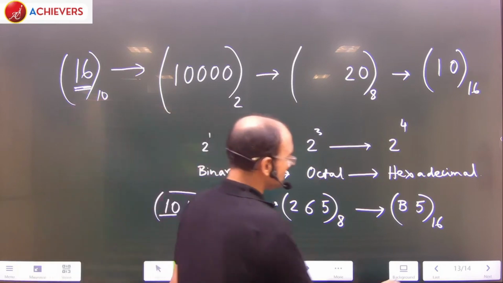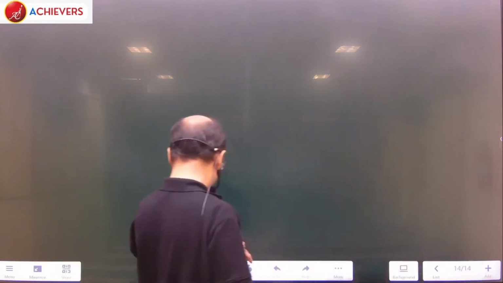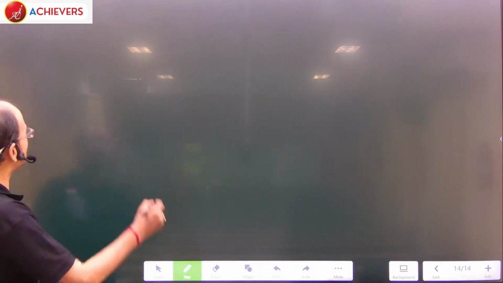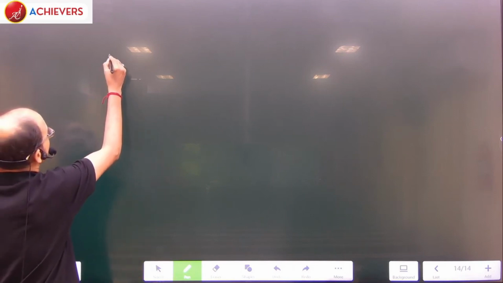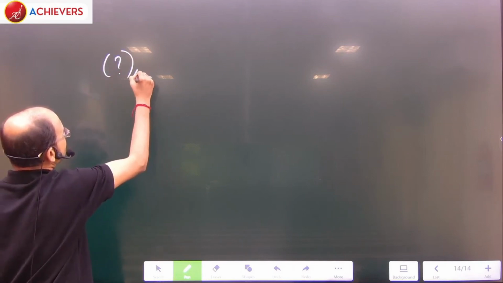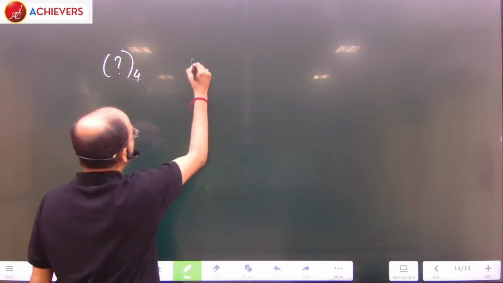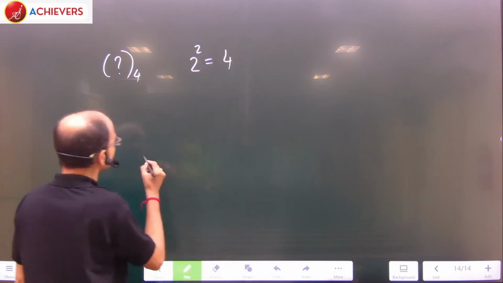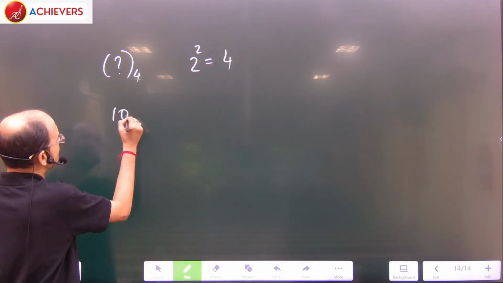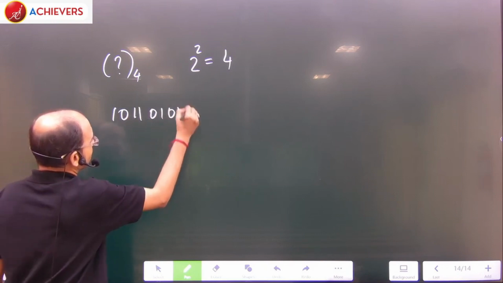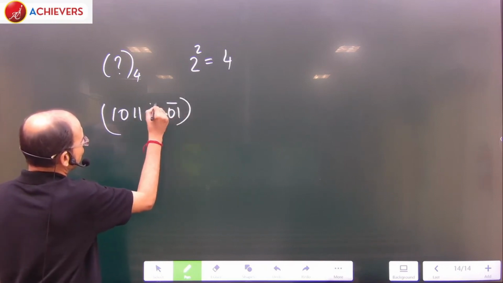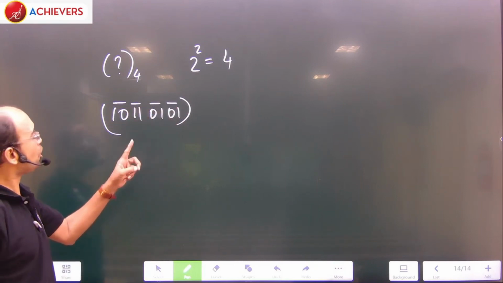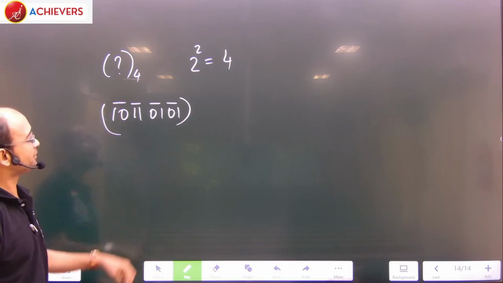Now let's have a look how we can consider the tetranary number system. Tetranary number system is 4. Any number whose base is 4. So that can be represented as 2 to the power 2 equals to 4. So any 2 bits, if we consider 2 bits of binary, that will be the equivalent of 1 digit of tetranary number system.